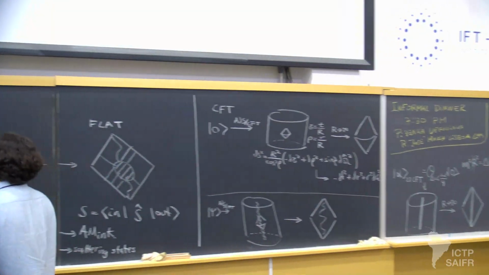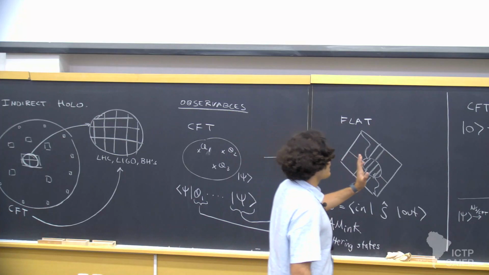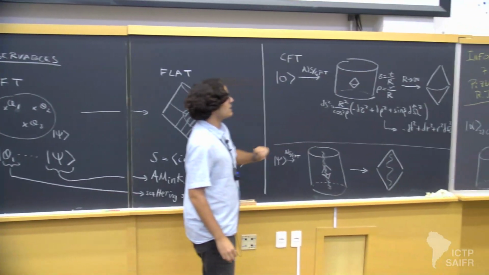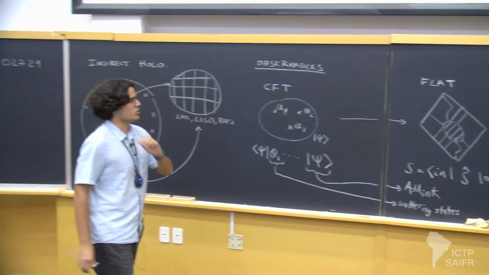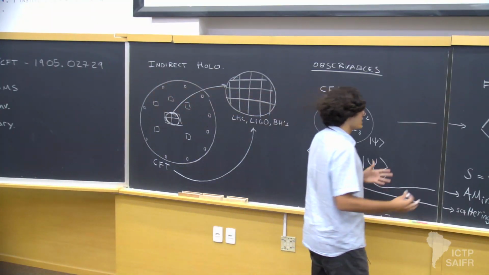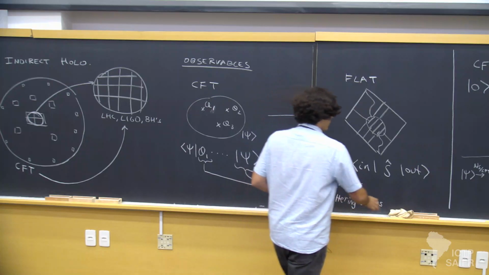Okay, so I have told you, I hope I have convinced you, that there's a class of CFT states and that you can associate to each of those states an asymptotically flat geometry. So now let me talk about scattering states, which I think is the most important thing to talk about.